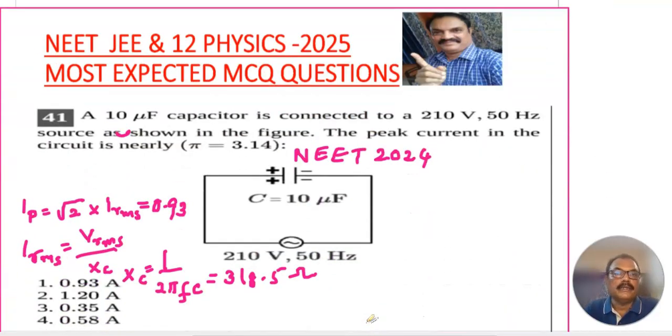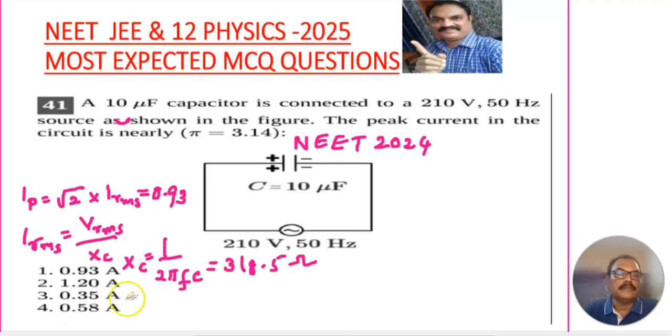The question: straight away go into the question. The circuit is given. The circuit contains a capacitor whose capacitance is 10 microfarads. It is connected to an AC source of 210 volts and frequency is 50 hertz. Now, find out what is the peak current.